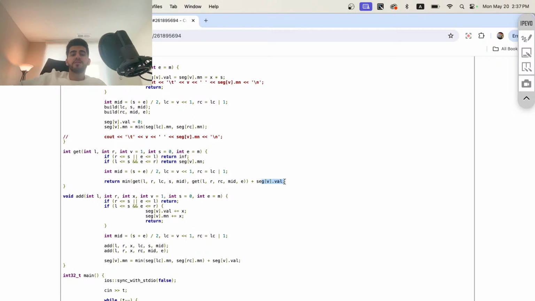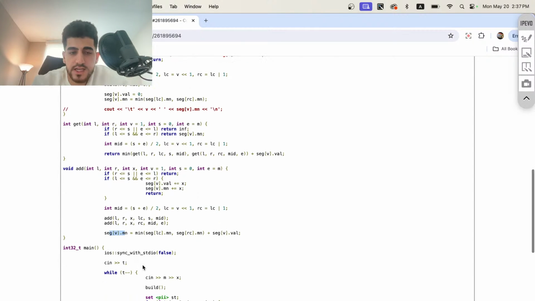And in my add function, if again this interval was completely outside of the desired interval, I just return. If it was completely inside that, I just add x to the val of that node and to the mn of that node, and I return. Otherwise, I add it to the children, and I set seg of v dot mn to minimum of seg of lc dot mn and seg of rc dot mn plus seg of v dot val.